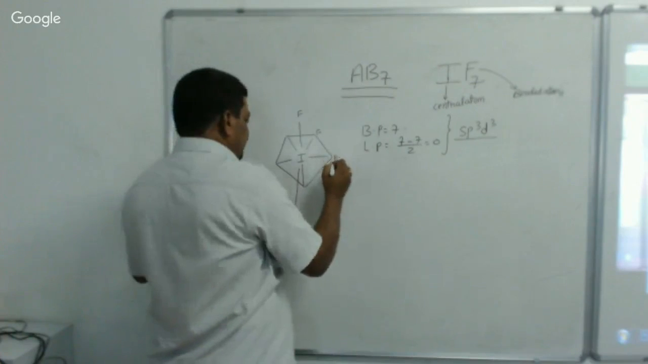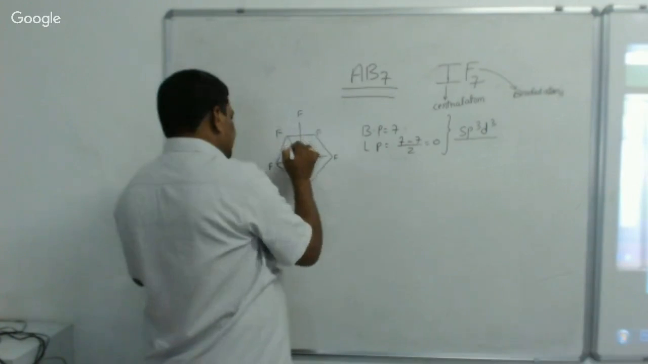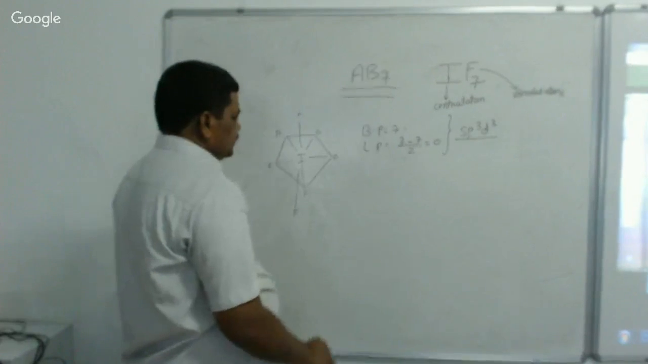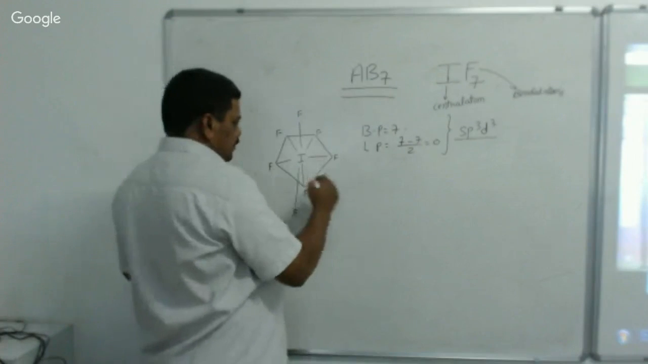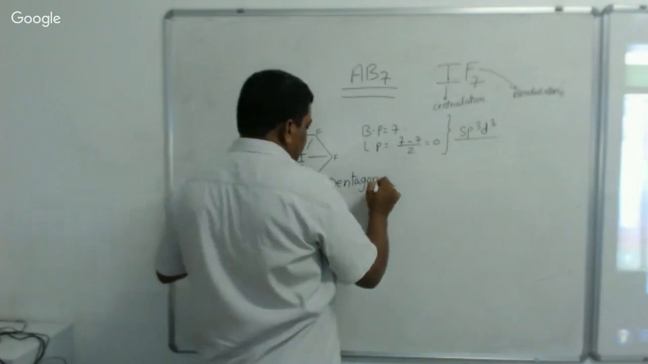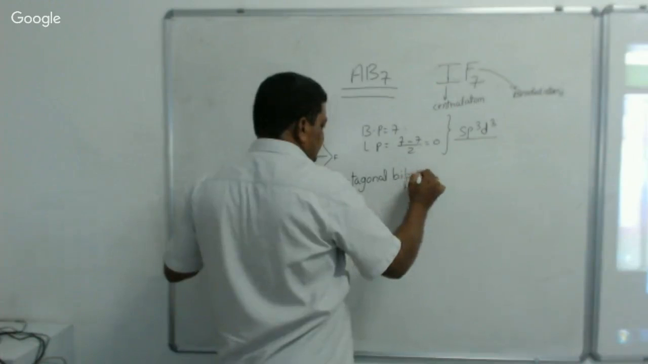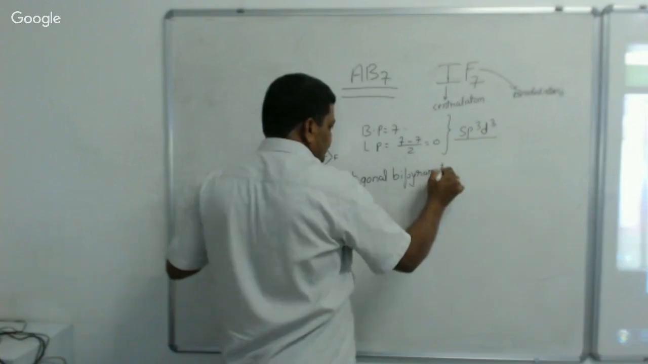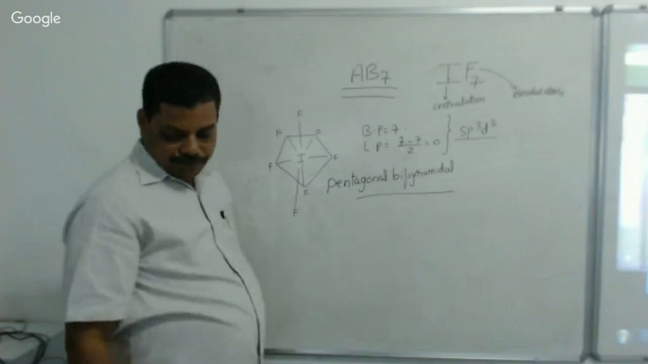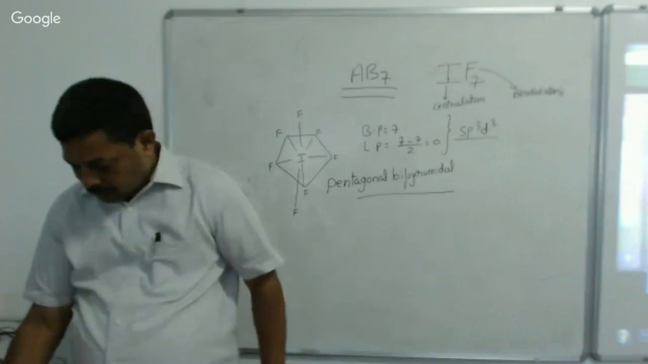Five corners of a pentagon have 5 fluorines. 2 axial fluorines are also there. So total 7 fluorines. It is pentagonal, 5 corners, bipyramidal. Pentagonal bipyramidal.